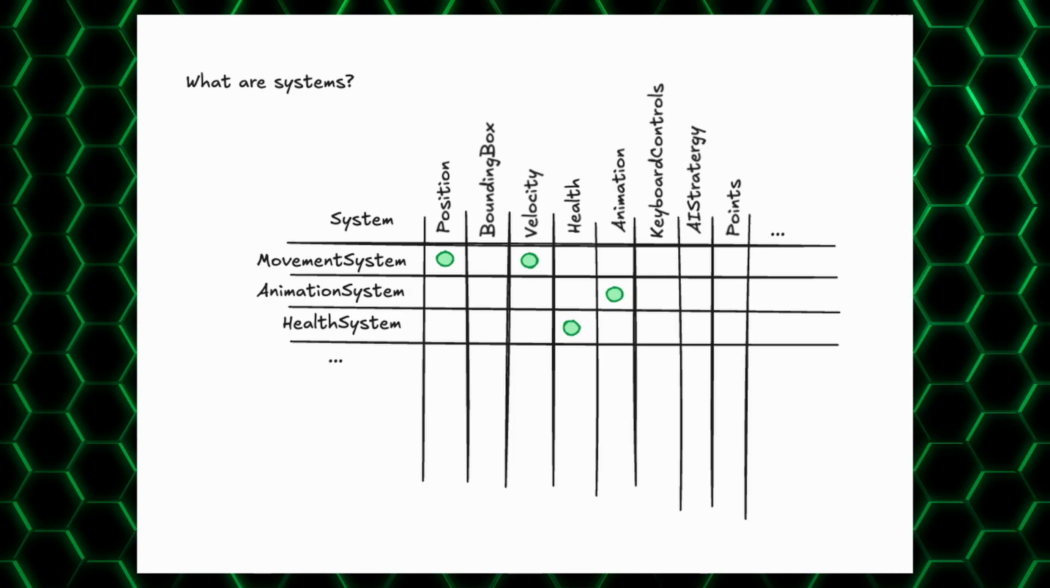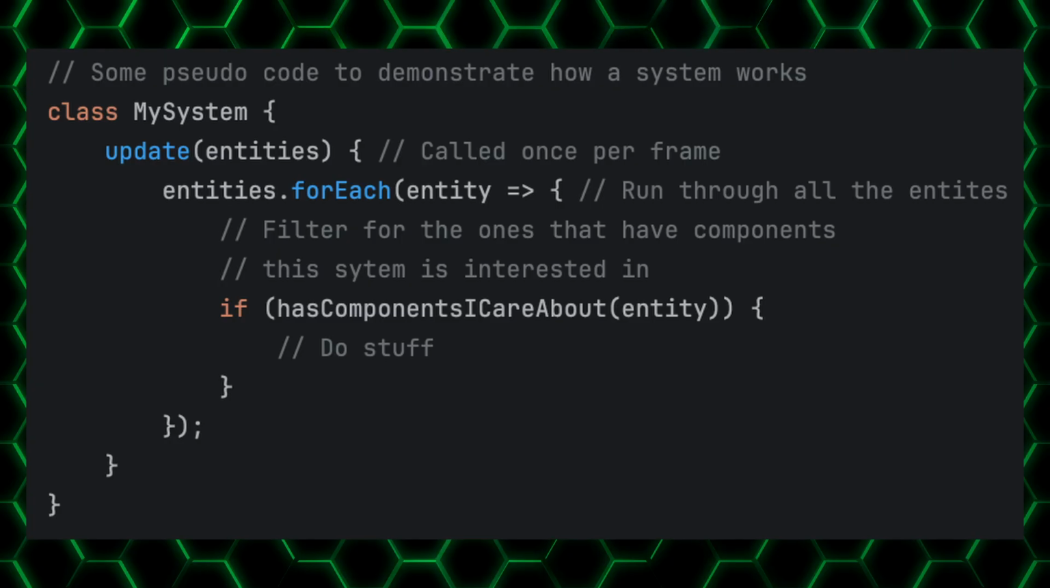For example, we might have a movement system, and that only cares about entities that have a velocity and position component. The animation system only cares about entities that have an animation component. The health system only cares about entities with a health component, etc. Before we render each frame, each system will iterate through the entire list of entities and pick out the ones it cares about based on the components that each entity is associated with.